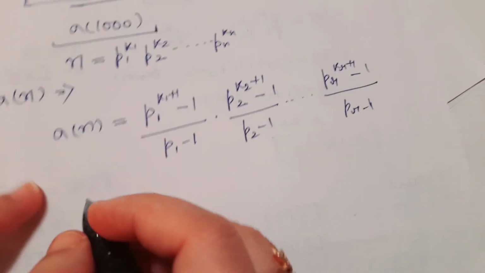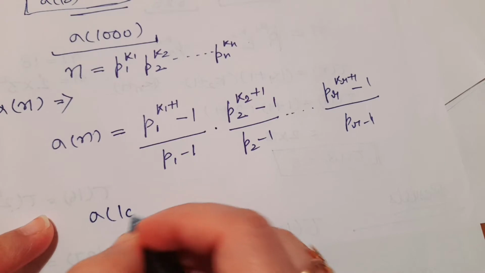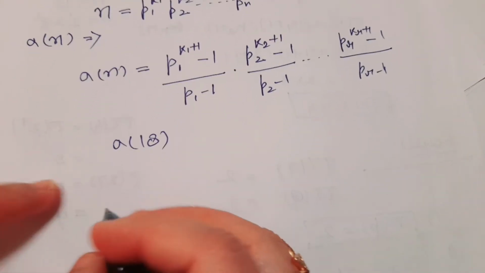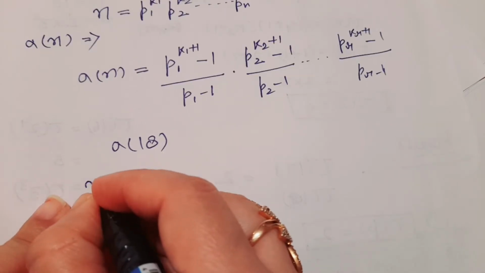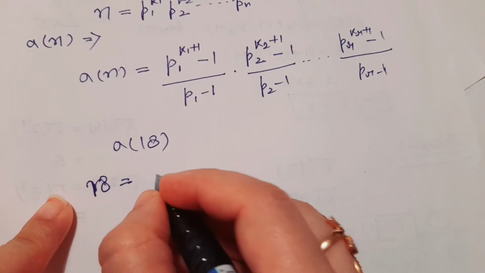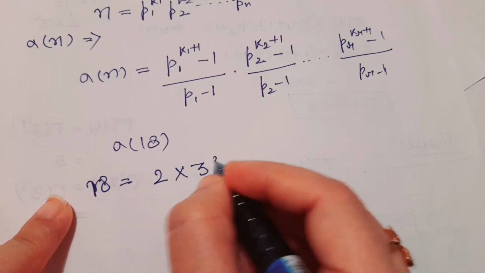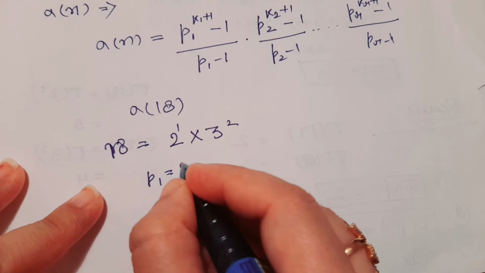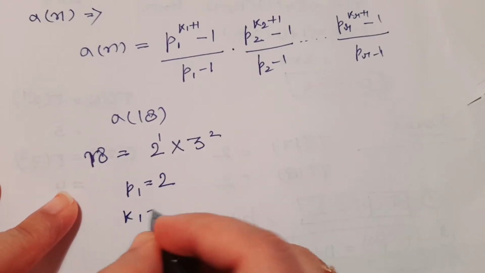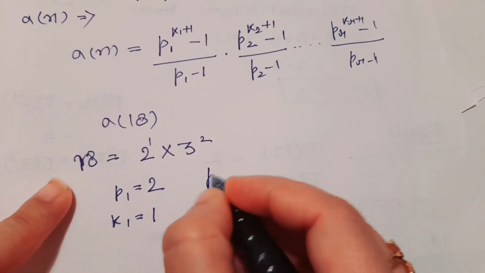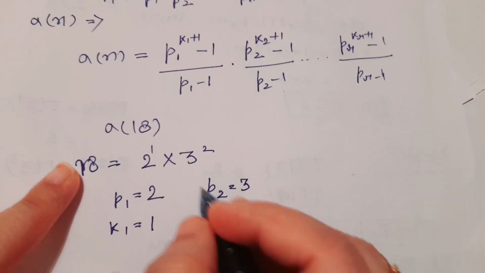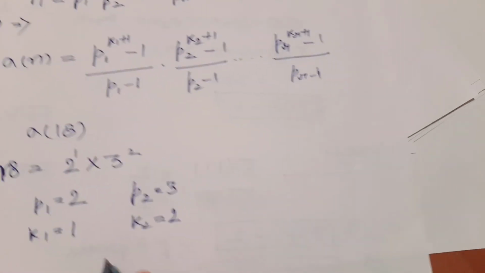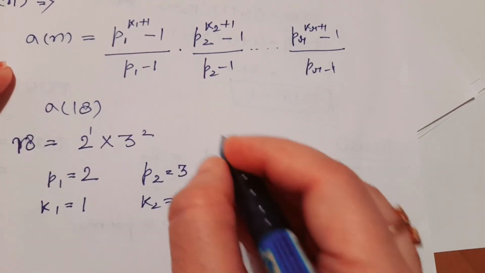So we were calculating sigma of 18 now. We will see whether we get 39 or not. Like this is sigma of 18, we will write 18 is equal to 2 into 3 square. That means p1 is equal to 2, k1 is equal to 1, p2 is equal to 3 and k2 is equal to 2. Now you need to put these values in this formula.